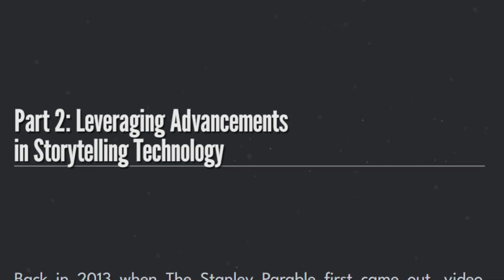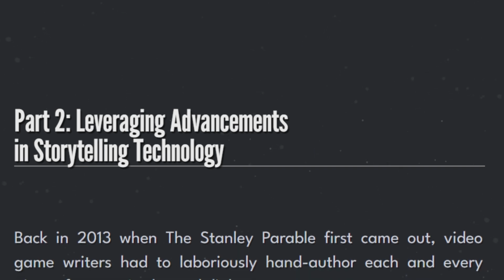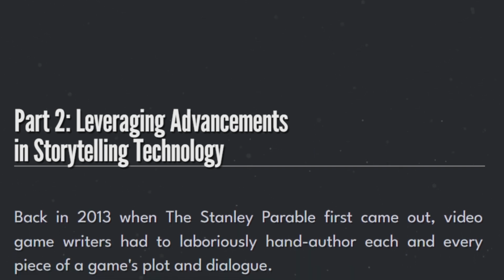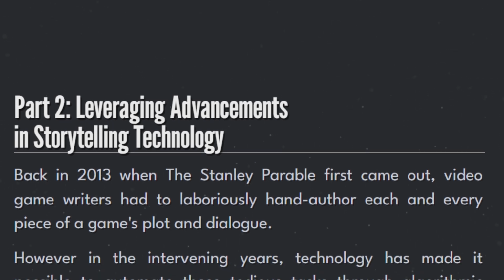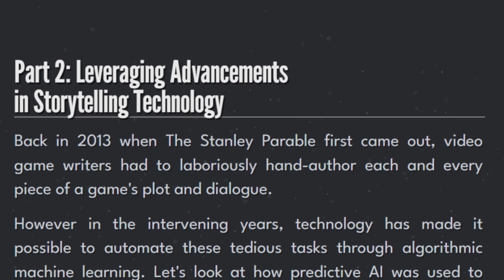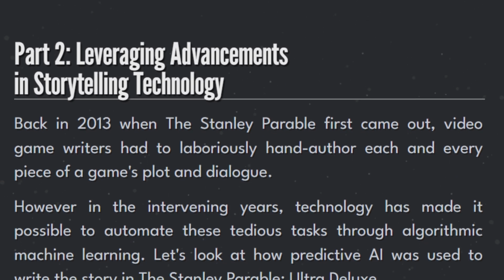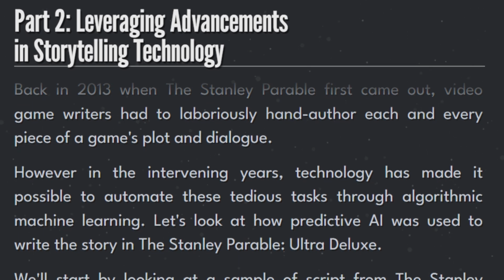Back in 2013, when the Stanley Parable first came out, video game writers had to laboriously hand-author each and every piece of a game's plot and dialogue. However, in the intervening years, technology has made it possible to automate these tedious tasks through algorithmic machine learning. Let's look at how predictive AI was used to write the story in the Stanley Parable Ultra Deluxe.